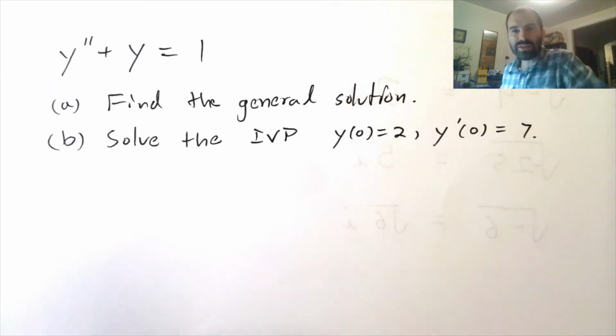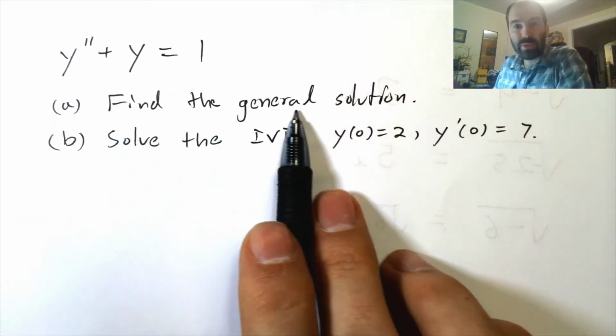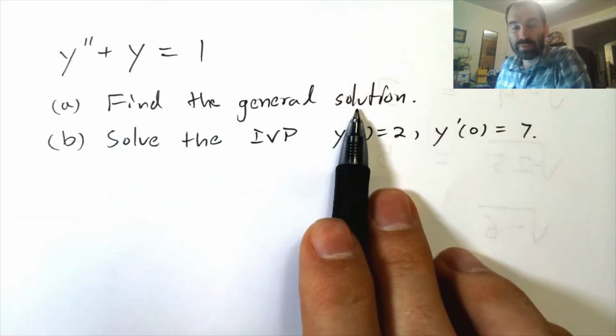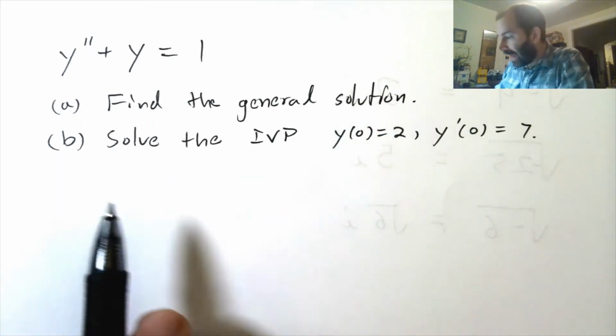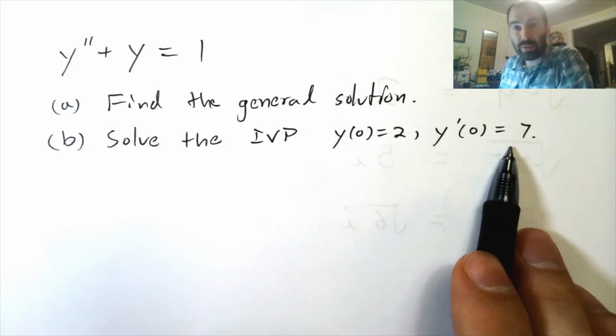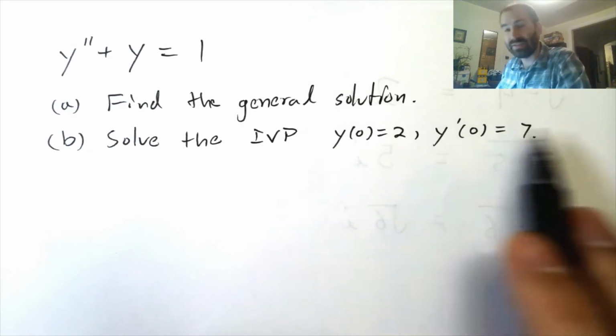Okay, so let's do an example. We are going to solve this differential equation. We're first going to find the most general solution so that for any initial condition, we can find the constants that'll solve that. And then we're going to look at an initial value problem and find the value of the constants that give us the solution that satisfies these conditions.